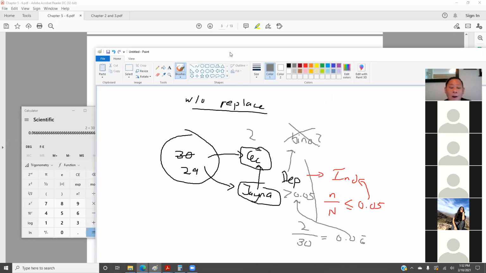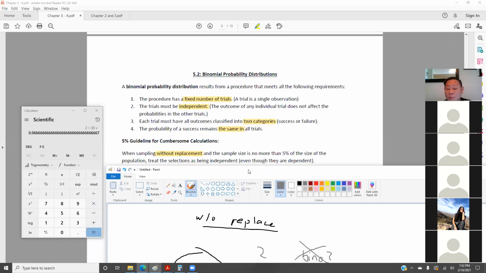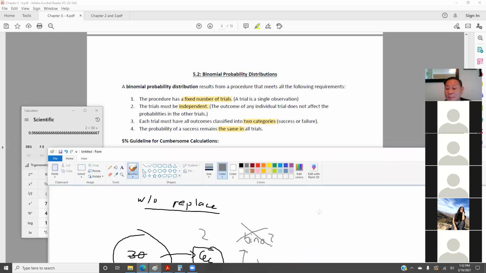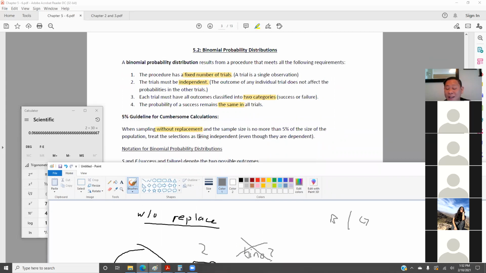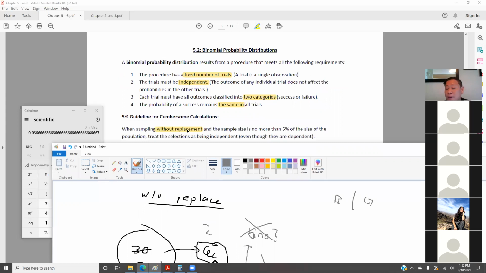Okay, so make sure, what is the keyword that you're looking for when you talk about this 5%? The keyword is without replacement. Like the babies, the first one is a boy, the second one is a girl. That one is not without replacement, so you do not need to worry about calculating this 5%. Only without replacement is the one that you need to look for.